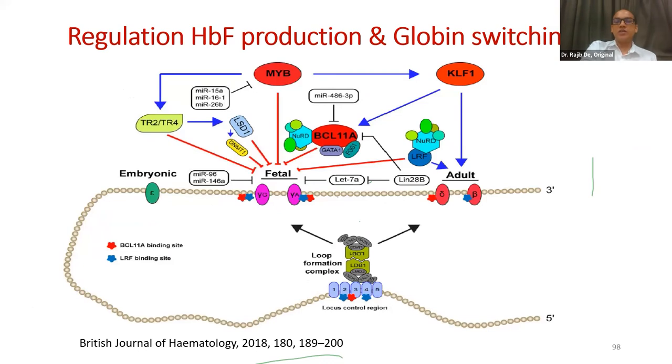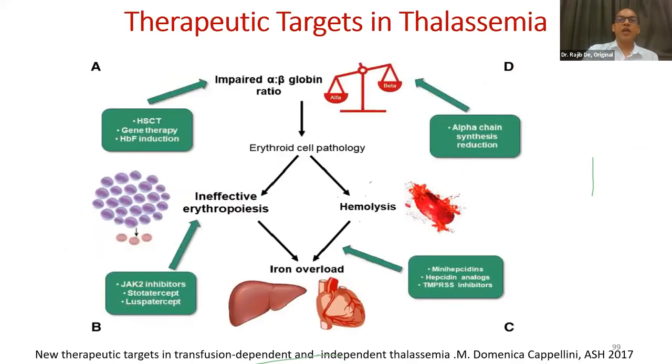And there is a suppressor of BCL11A. So if we suppress that suppressor, then they can act like an inducer for HbF. So in that way also, we can increase HbF.